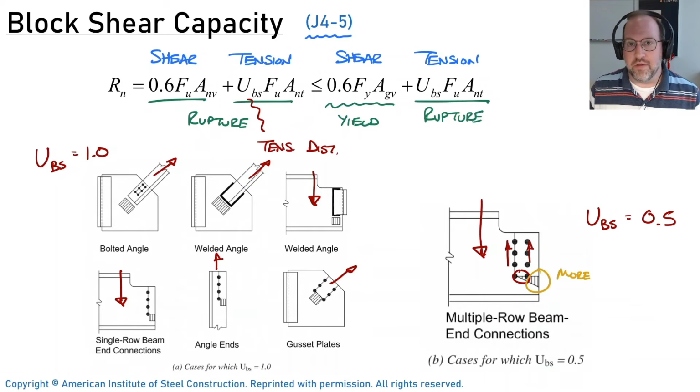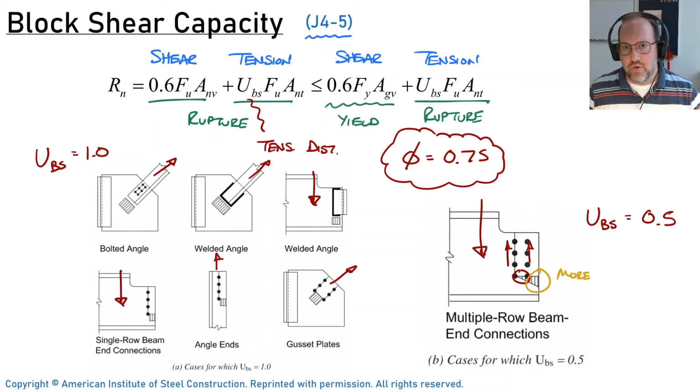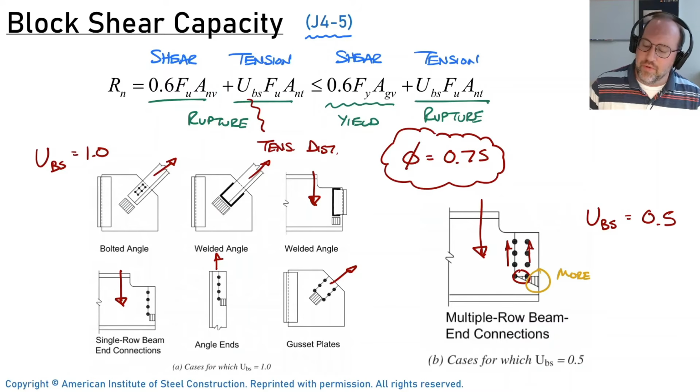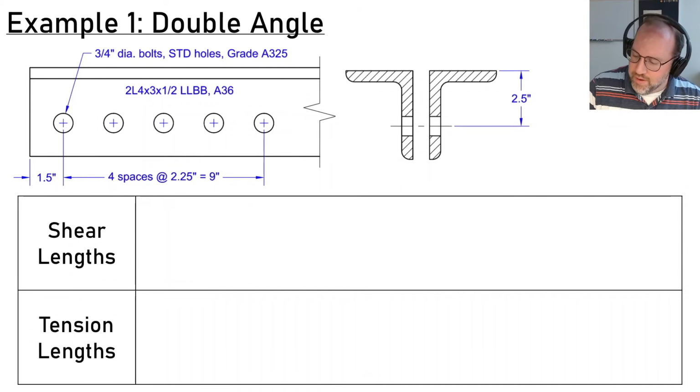Last thing we need to mention for the capacity is our strength reduction factor if we're doing LRFD. So this is a rupture type failure, so we're going to have a strength reduction factor of 0.75 for block shear. So now we're ready to do a few examples, and we're going to start off with this double angle that we had seen from our first video. This thing is going to be in tension, so it's being pulled this way.